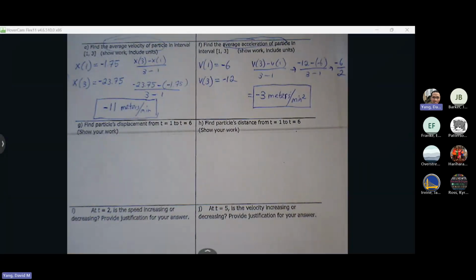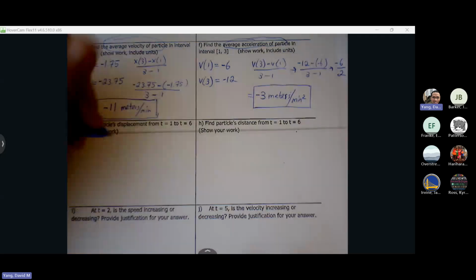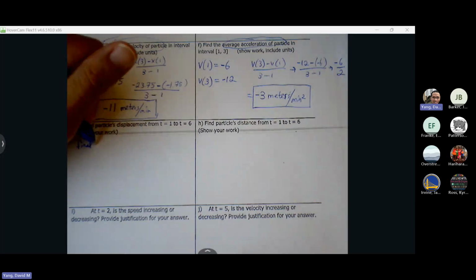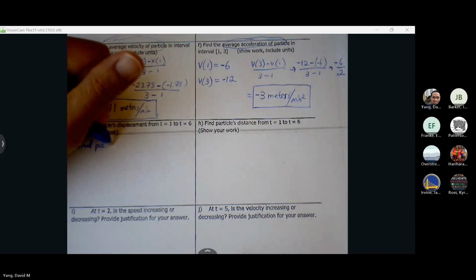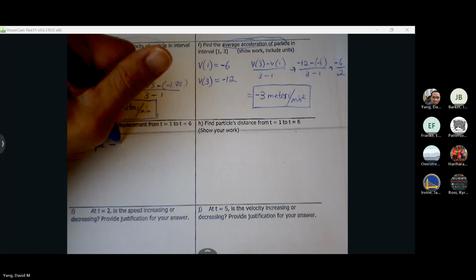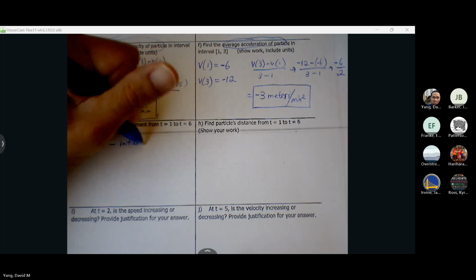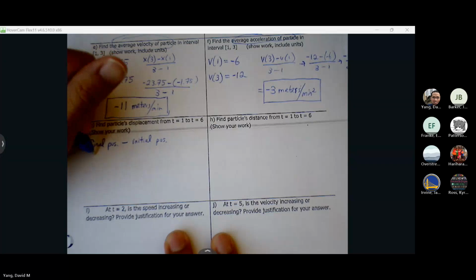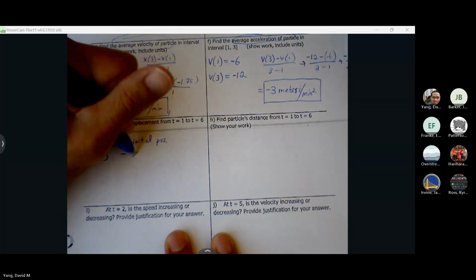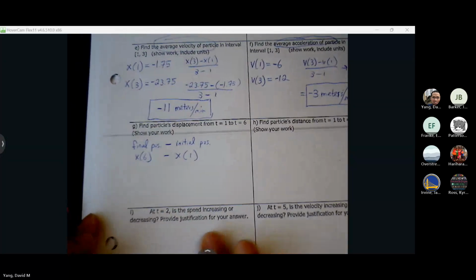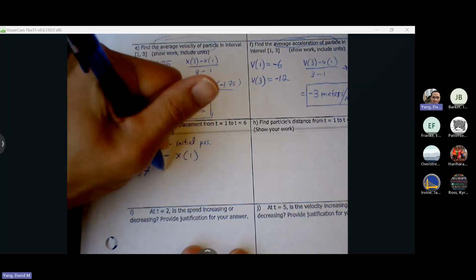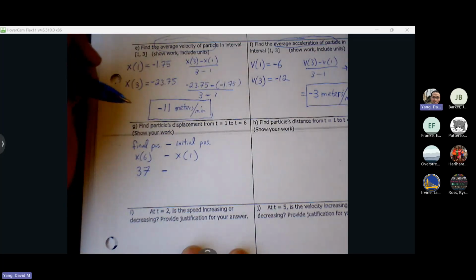Next up, find the particle's displacement. Displacement is just defined as final position minus initial position. That's it. We don't do any time component here. So we just have to find x of 6 and x of 1. x of 6 is 37. Plug that in the calculator. x of 1 is negative 1.75.